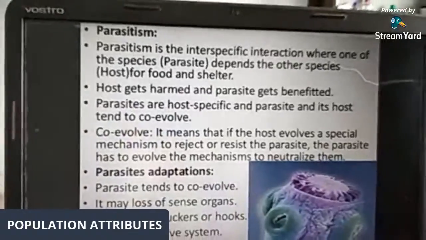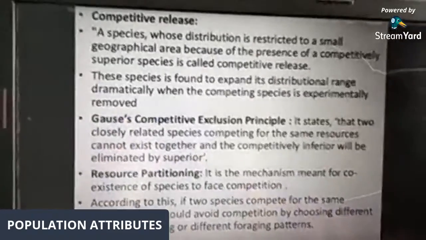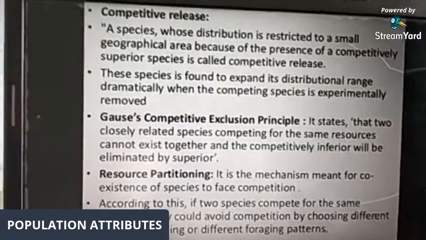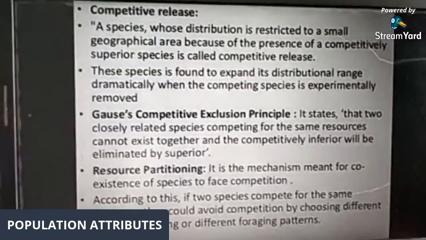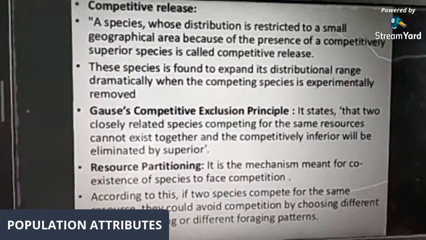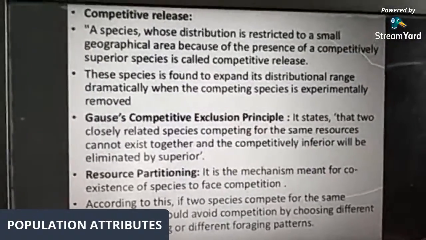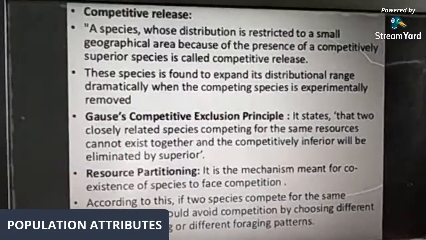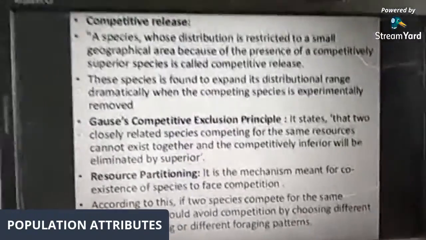Okay, next one is parasitism. Tomorrow I will discuss parasitism. So till now this is it. If you have any queries you can ask me. Okay, please go through this properly because all those things are very easy but quite important topics for your board exam. So that's why just go through it properly. Okay, thank you.